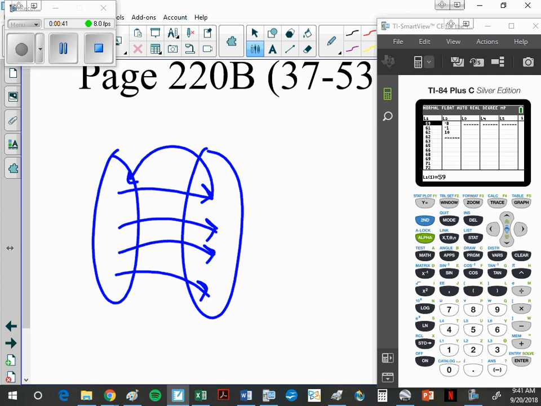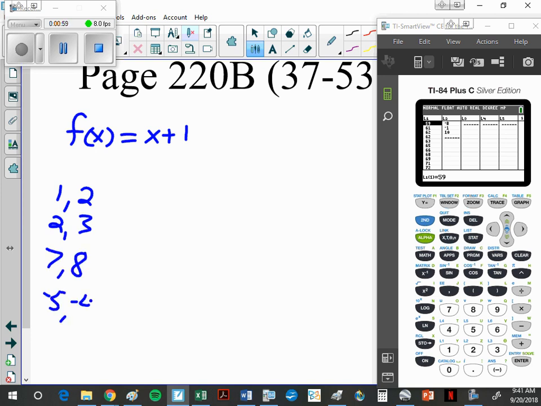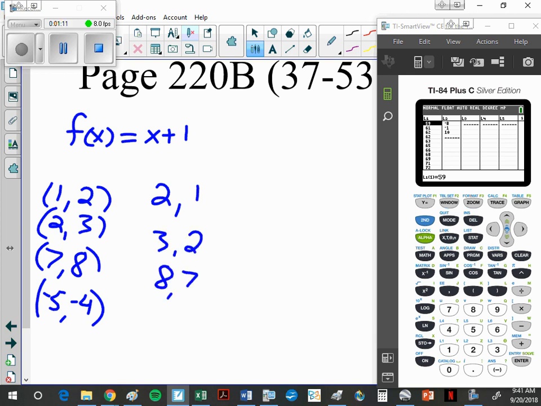Okay? Well, if I had the function f of x equals x plus 1, that turns the number 1 into the number 2, and the number 2 into 3, and 7 into 8, and negative 5 into negative 4. So the inverse does the exact opposite. 2 gets turned into 1, 3 gets turned into 2, 8 gets turned into 7, and negative 4 gets turned into negative 5. How long would it take me to list all of the inverses? Forever.